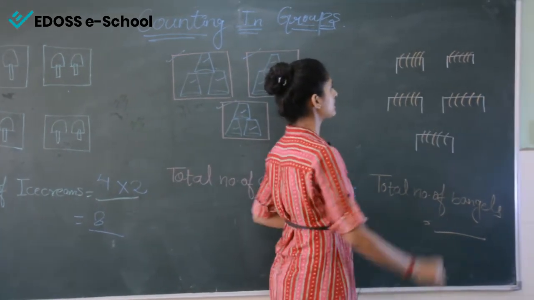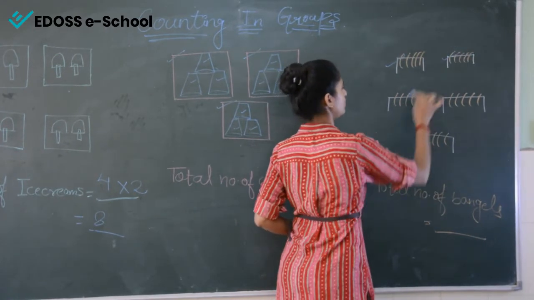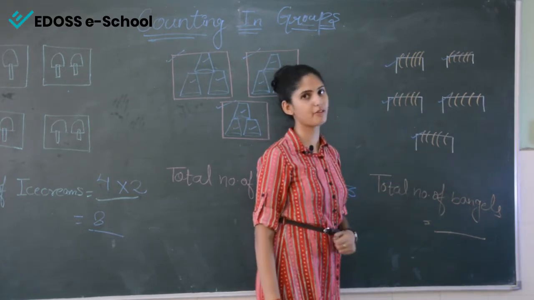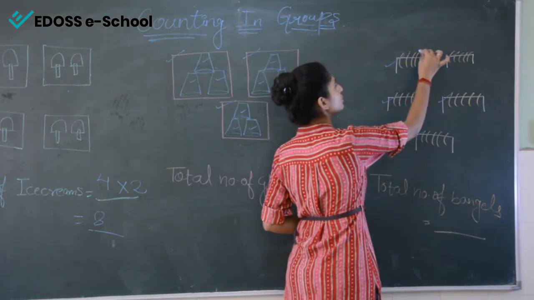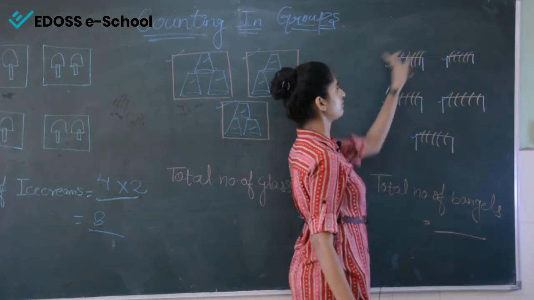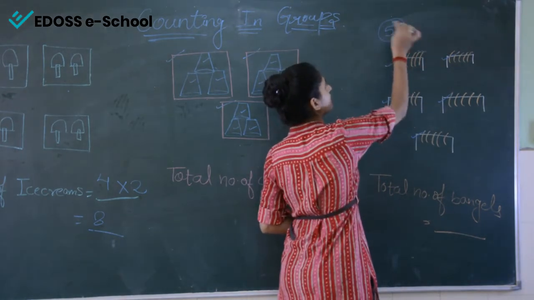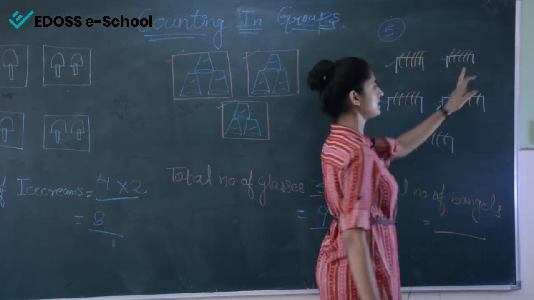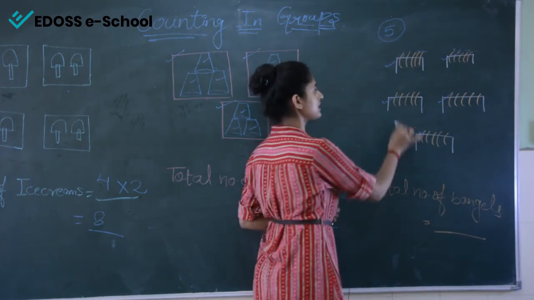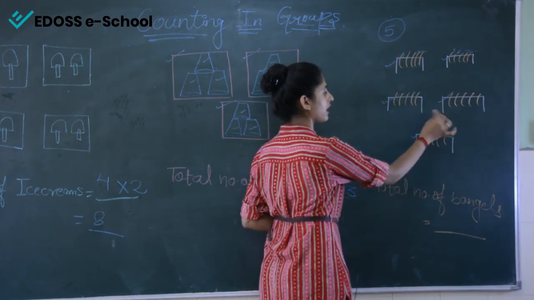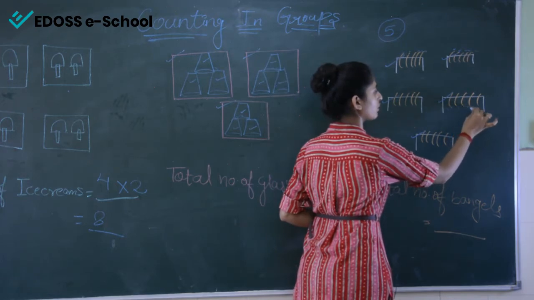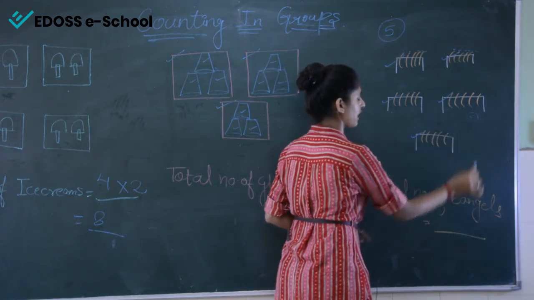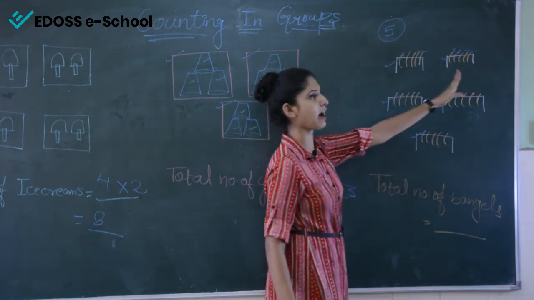Here are some bangles. This is one group, 2, 3, 4 and 5. Let's count the number of bangles. 1, 2, 3, 4, 5. In one group there are 5 bangles. And in this one, let's count 1, 2, 3, 4, 5. Second group also is having 5 bangles. In this group, 1, 2, 3, 4, 5, 5 bangles. In this one also 1, 2, 3, 4, 5, 5 bangles. So in each group there are 5 bangles.